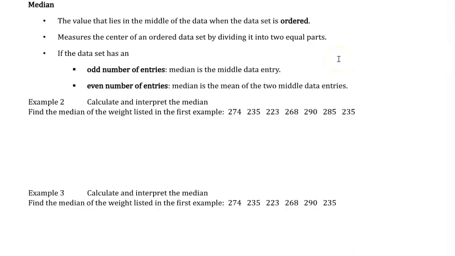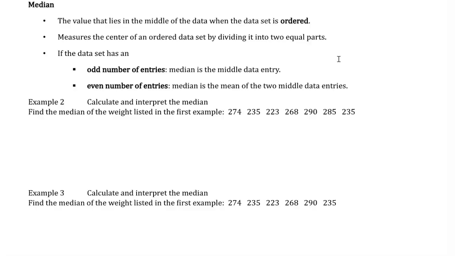The next measure of center that we'll talk about is the median, and the median is the value that lies in the middle of the data when the data set is ordered. So it is the value that tells us 50% of the data is larger than this, and 50% of the data is smaller than this value. So it divides the data equally into two different parts, and we're going to look at two separate examples of calculating the median because we do it a little bit differently depending on if there's an odd number of entries or if there's an even number of entries.